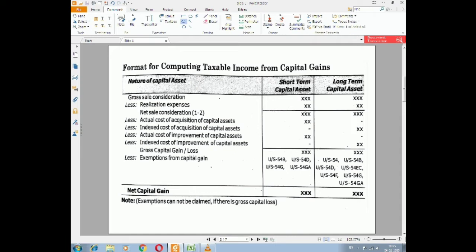So here we have a note also. Exemptions cannot be claimed if there is a gross capital loss. In the stage after deducting improvements, we are going to get gross capital gain or gross capital loss. If you get a gross capital loss, then there will be no exemption applied, as well as there will be no paying of tax at all.